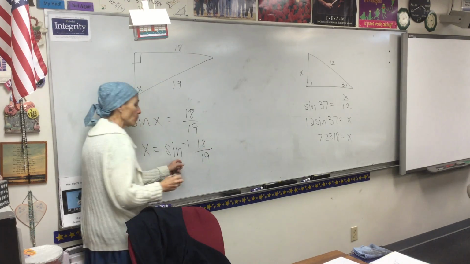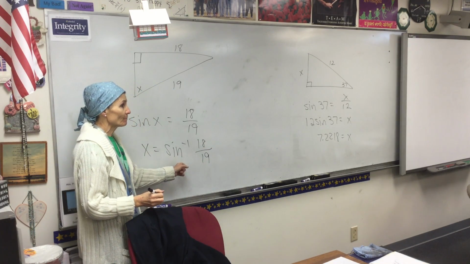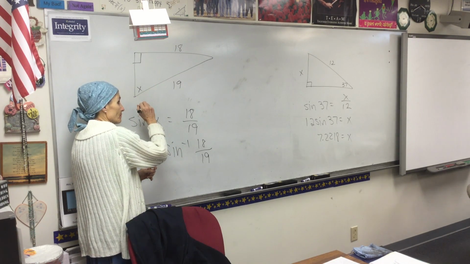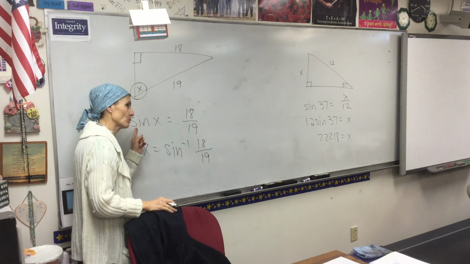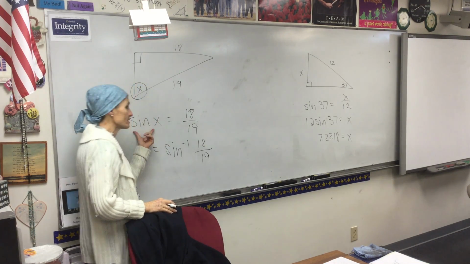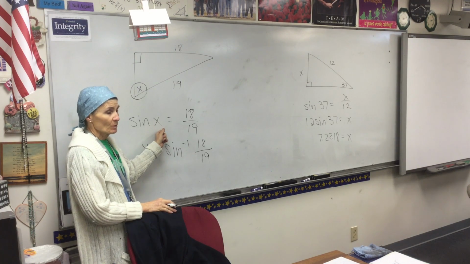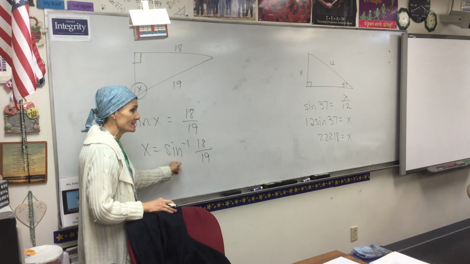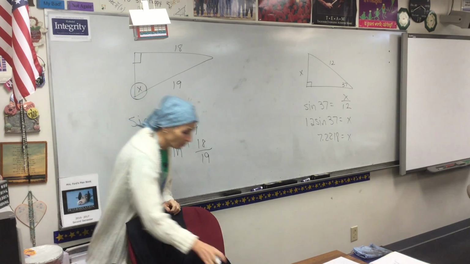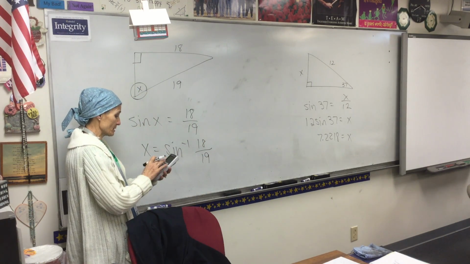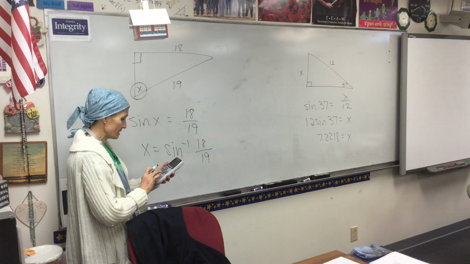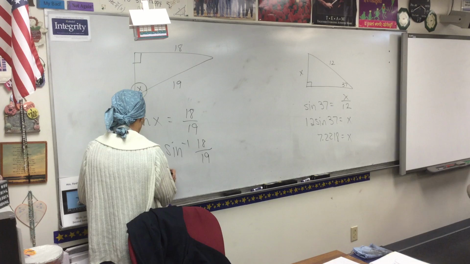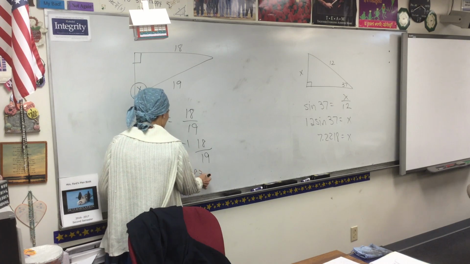When do we know we need to do this, Matthew? It's when your sine or little weird things are attached to x. Exactly. When you're taking the sine of x, the cosine of x, or the tangent of x, you're going to have to use this button to get x. It's the only way to do it. So second sine 18 divided by 19, 71.3283 degrees.